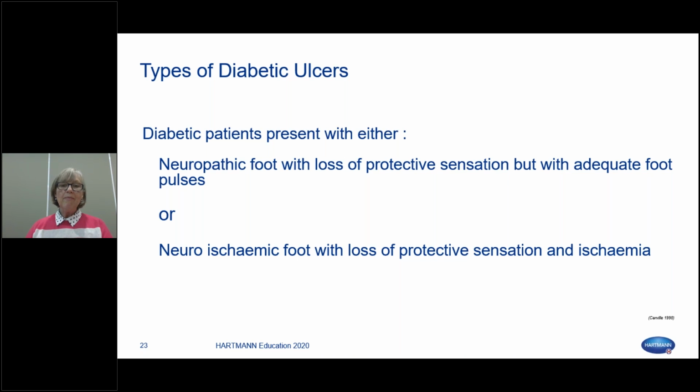There are two main causes of diabetic foot ulcers. Ulcer formation as a result of the loss of sensation, but still the foot has good adequate blood flow, and that's known as the neuropathic foot. Or ulcer formation as a result of both loss of protective sensation and loss of blood flow, known as the neuroischemic foot.